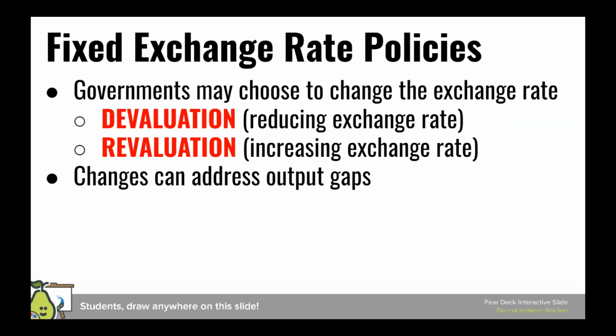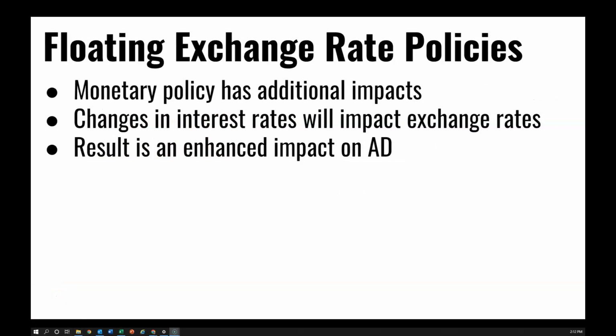And the decision to pursue a devaluation or revaluation has impacts on overall economic output and therefore helps governments address output gaps. We also said that with a fixed exchange rate policy, macroeconomic policy, particularly monetary policy, is limited because using monetary policy to affect your exchange rate prevents you from using it to close output gaps. But when you have a floating exchange rate policy, governments are free to use monetary policy to try and either close a recessionary gap or an inflationary gap. So what we want to look at here is how monetary policy has additional impacts, not only on output, but also on the exchange rate and in the foreign exchange markets, and how that enhances the impact that monetary policy can have on aggregate demand.